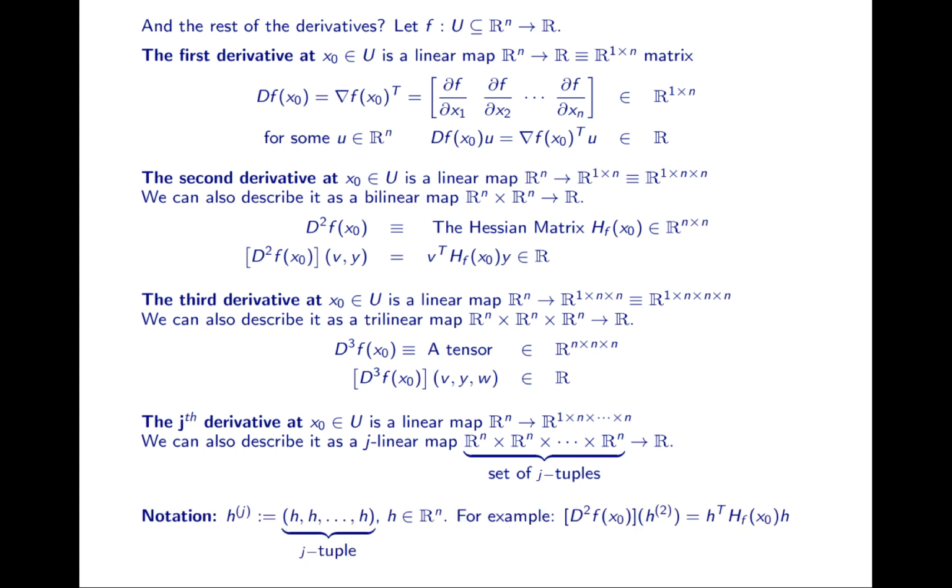Now, just for the sake of a simplified notation, if I have a j-tuple of the same vector h, for example, I'll write that as h to the j. Again, consider where we're going. We're going towards the Taylor polynomial for multidimensional functions. So, for example, if I apply the second derivative as a bilinear map to two vectors that are the same, h and h, I might write it as h to the parentheses 2, which is also h transpose times the Hessian times h.